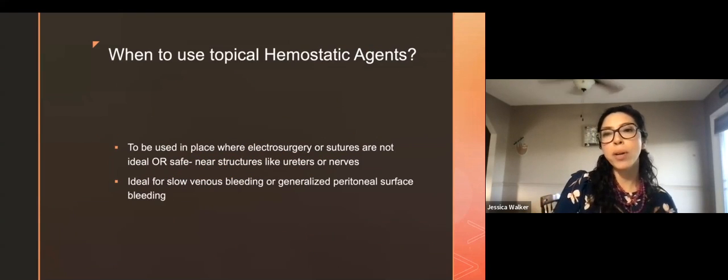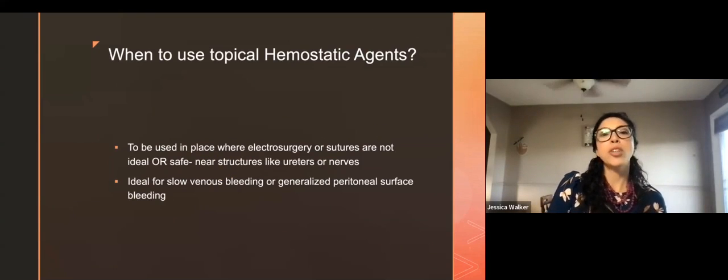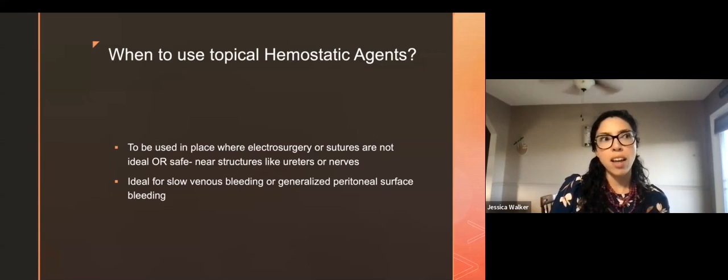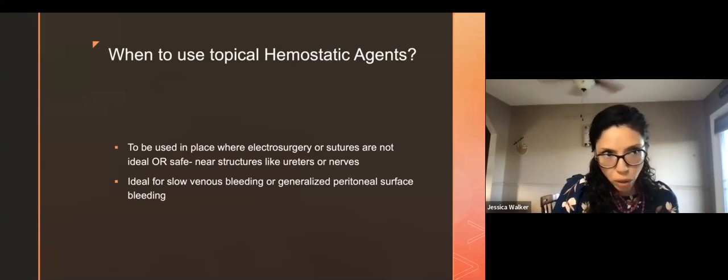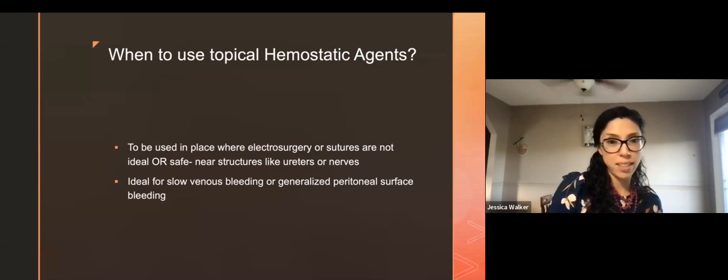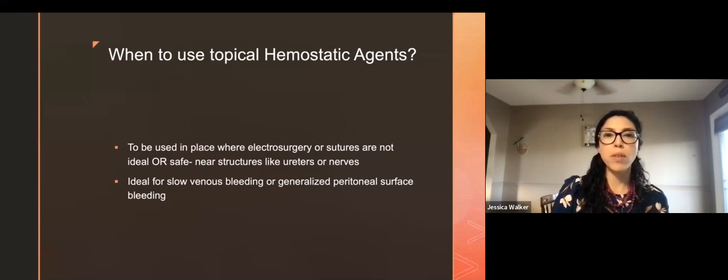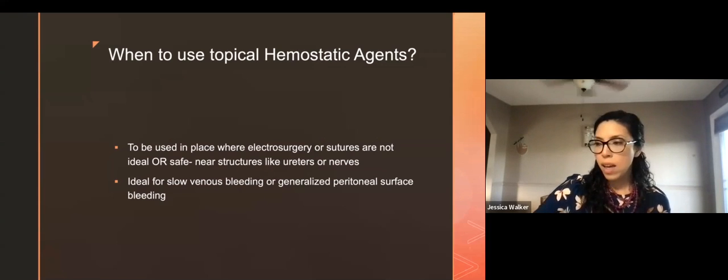So when to use topical hemostatic agents? These are to be used in places where electrocautery cannot be used. Perhaps you're close to large vessels, perhaps you're close to the ureter, or sometimes areas that are difficult to get access to as well. They are also used mostly for slow venous bleeds, what we call oozing, general oozing at the peritoneal surfaces.